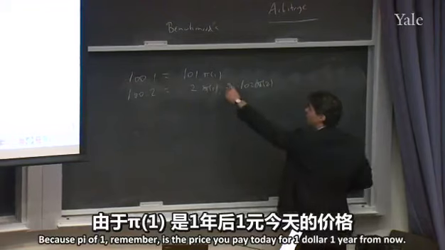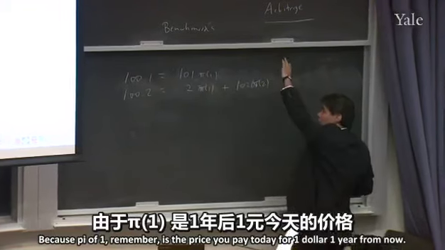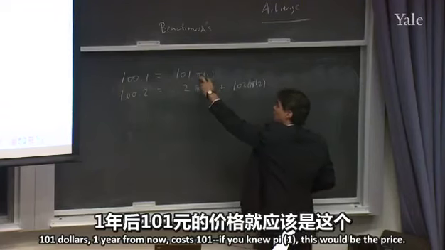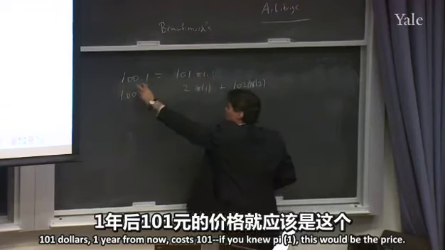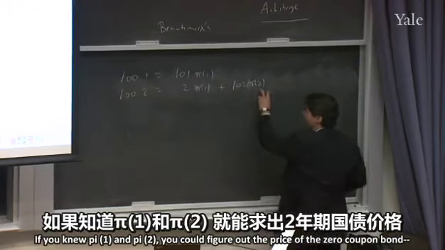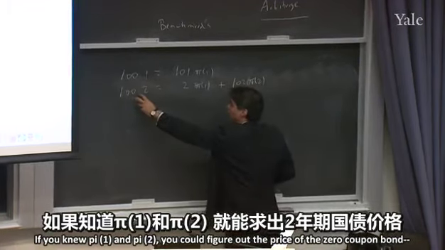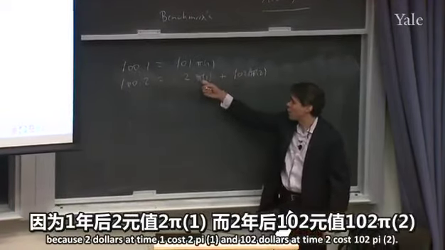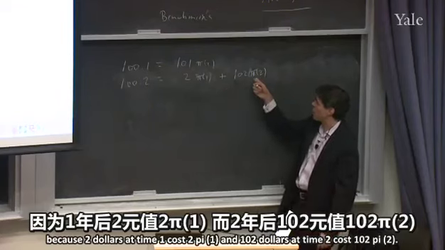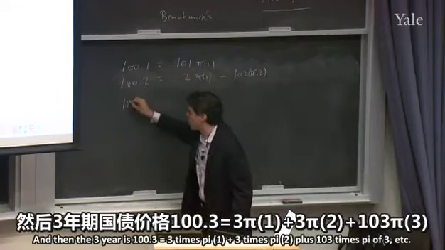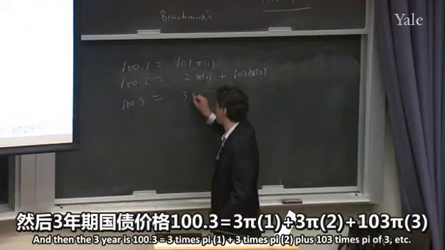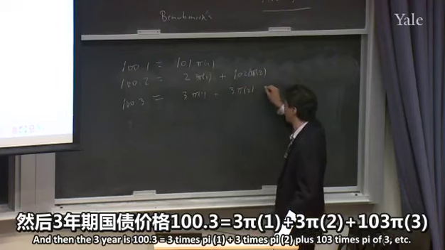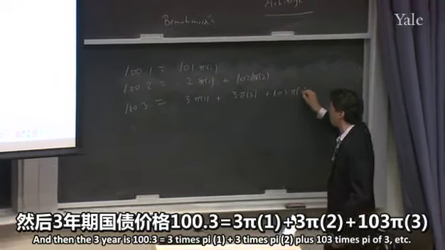Because pi of 1, remember, is the price you pay today for $1 1 year from now. $101 1 year from now costs 101 pi 1. If you knew pi 1 and pi 2, you could figure out the price of the 2-year treasury bond, because $2 at time 1 costs 2 pi 1, and $102 at time 2 costs 102 pi 2. And then the 3-year is 100.3 equals 3 times pi 1 plus 3 times pi 2 plus 103 times pi of 3.